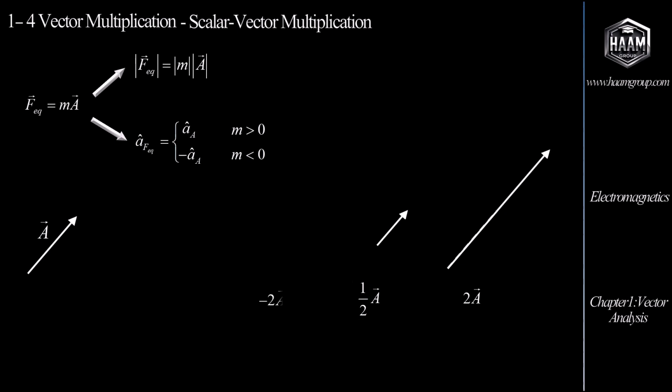Similarly, we have minus 2 times A, whose magnitude is still twice that of vector A, but since the scalar here is negative, its direction is opposite of vector A. Or minus half A, its magnitude is half that of vector A, and its direction, due to the negative scalar, is also opposite of vector A.